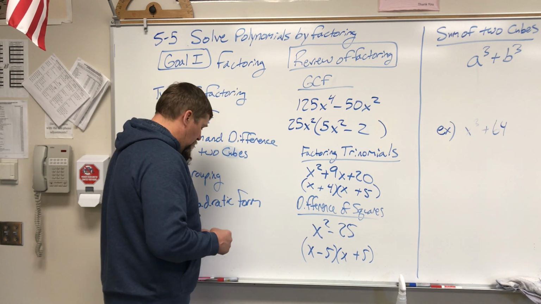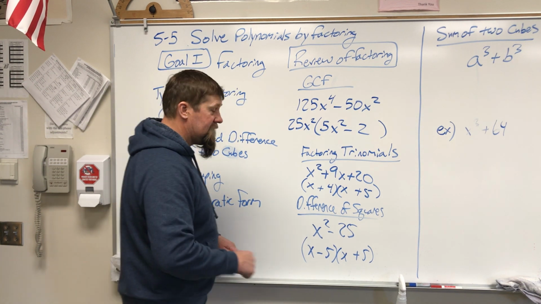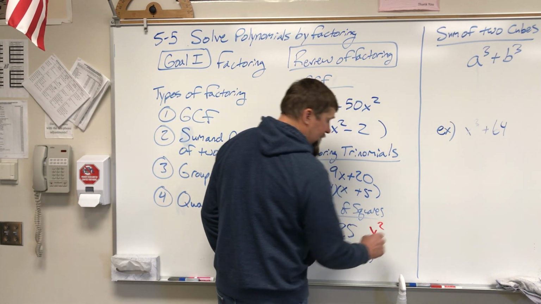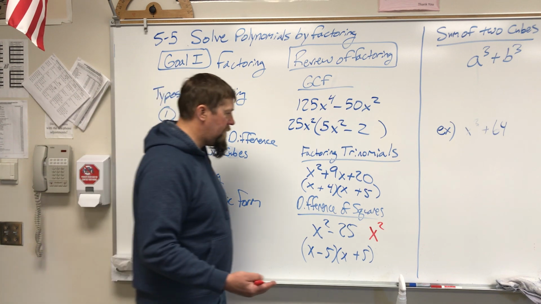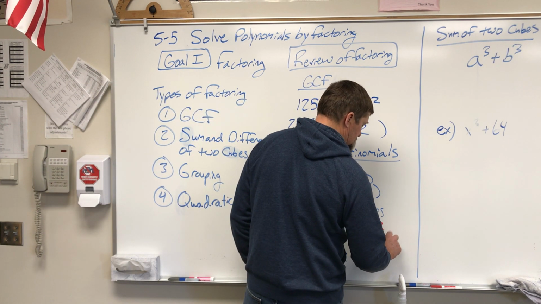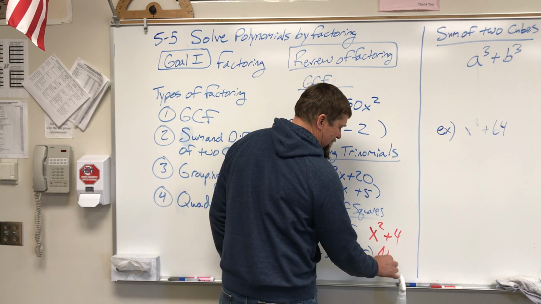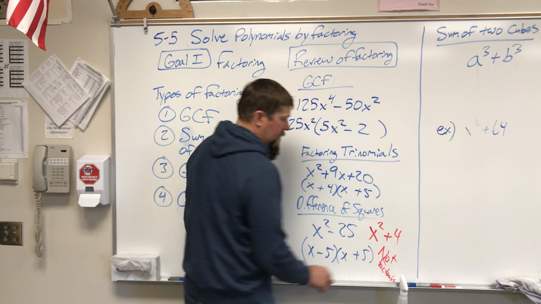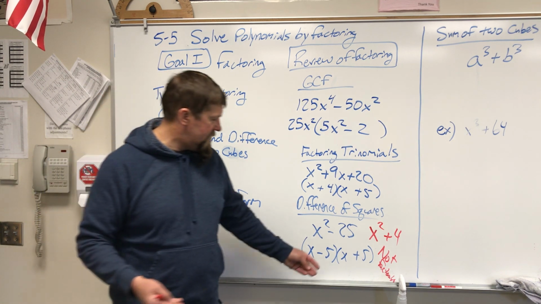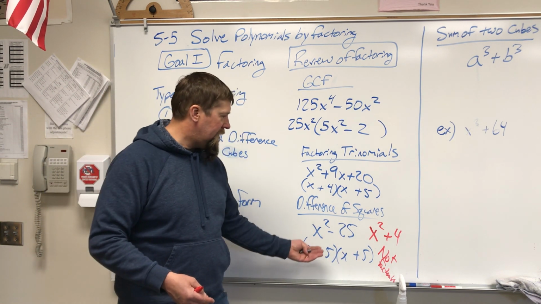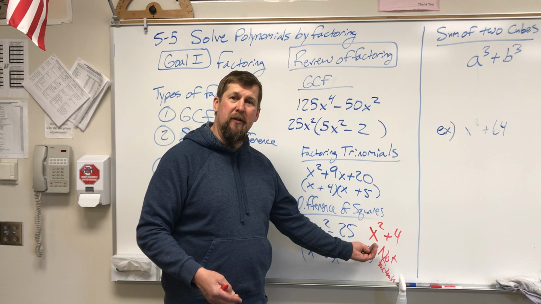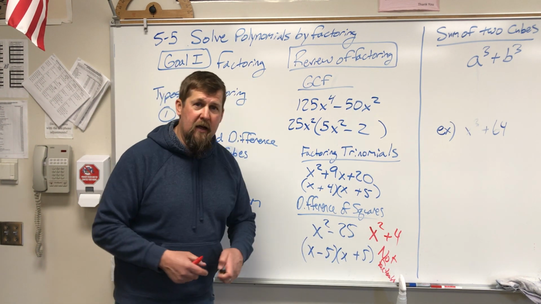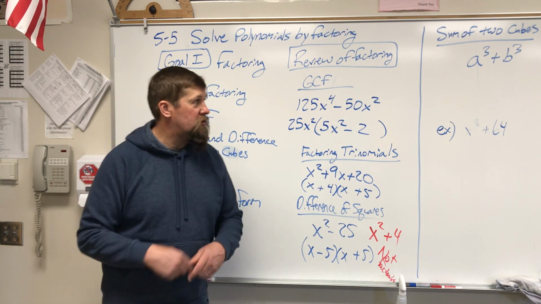Now, one thing I want to talk about real quick is the sum of 2 squares. We've never really factored that, and that's because we can't. The sum of 2 squares, like x squared plus 4, is not factorable. It's not factorable because you can't multiply something to get 4 and add up to be 0. Okay, so just remember that. You cannot factor a sum of 2 squares.